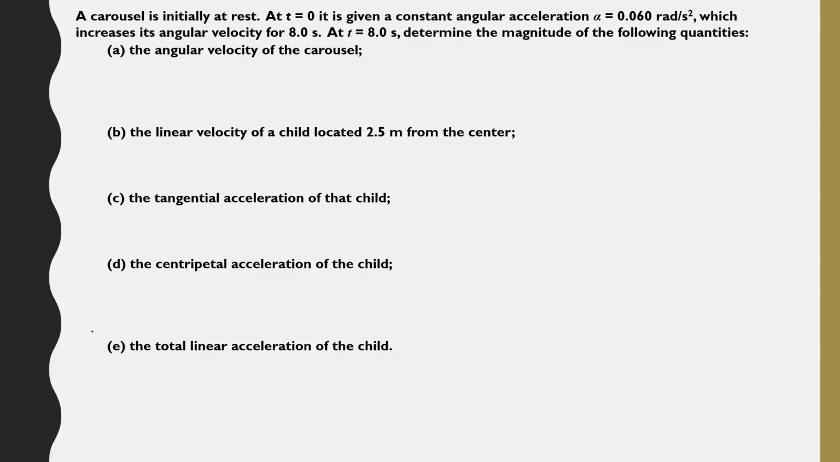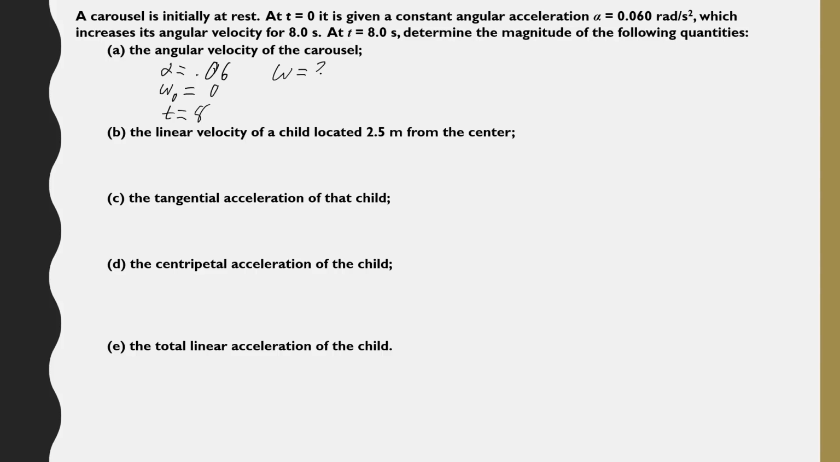Alright, next up we have a carousel, like a merry-go-round, and it has a constant angular acceleration, increases its velocity for 8 seconds, and we want to determine a whole bunch of things. So it's a good idea, just like before, to list the quantities that you're given. We've got alpha is 0.06 radians per second squared. We've got our initial angular velocity is 0. We've got a time of 8 seconds, and we want to know the angular velocity of the carousel, so we're looking for omega.